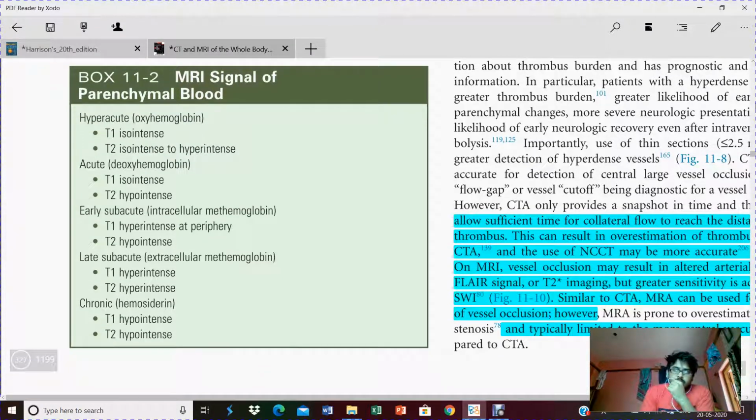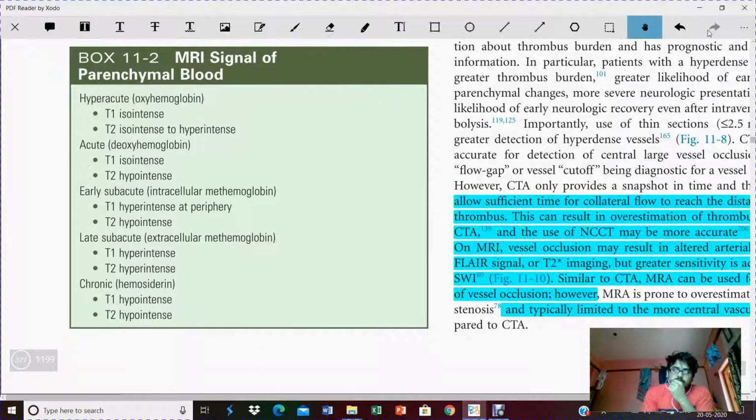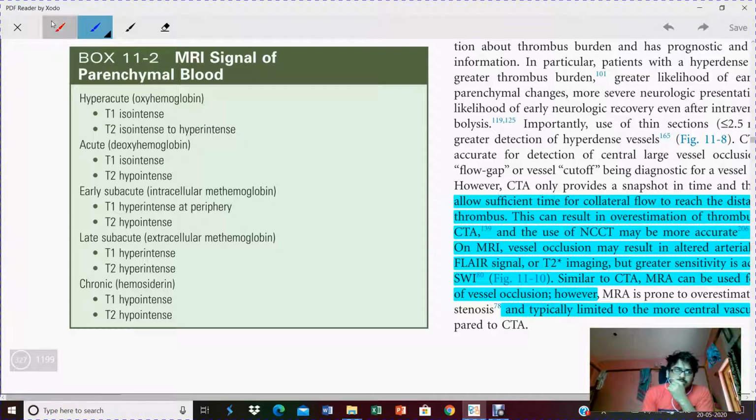These are the hyperacute stage, the acute stage, early subacute stage, late subacute stage, and the chronic stage. How will we remember these things? First thing, in case of chronic, there is hyperintense and hypointense. In case of late subacute, there is hyperintense and hyperintense.